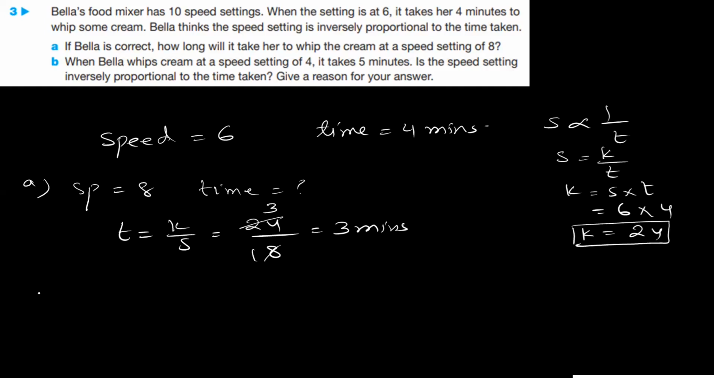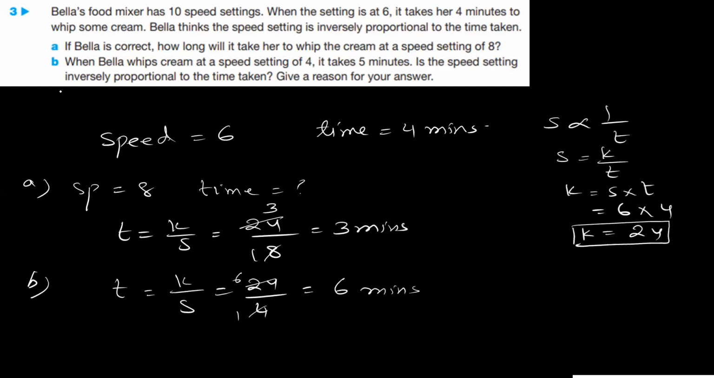Now B part. B question says Bella whips cream at speed setting of 4. Now speed setting is 4, it takes 5 minutes. Is the speed setting inversely proportional to the time taken? If so, time taken is equal to K upon S, and K is 24. If the speed is 4, then 4 times 1 is 4, 4 times 6 is 24. So the answer is 6 minutes.